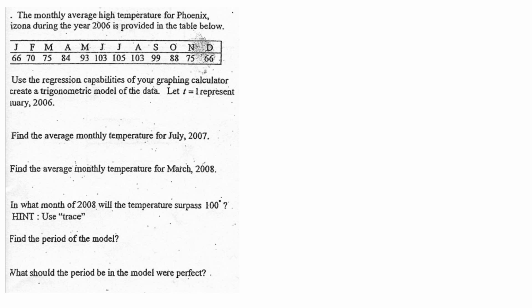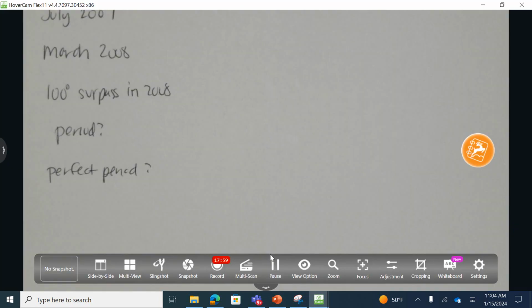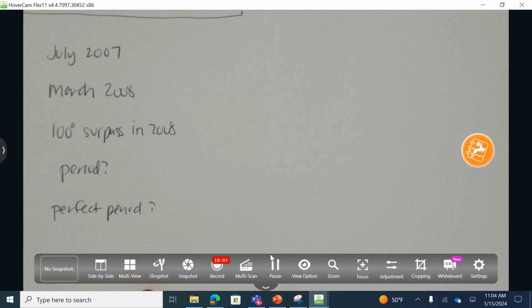The monthly average high temperature in Phoenix, Arizona during the year 2006 is provided in the table below. Use the regression capabilities on your graphing calculator to create a trigonometric model of the data. Let t equals 1 represent January 2006. So we have all the questions here, and I wrote down these questions that you saw as you're watching before I flipped over. So these are all my questions.